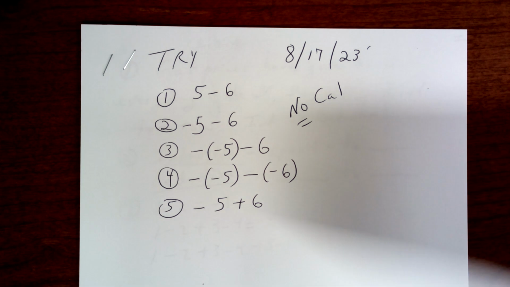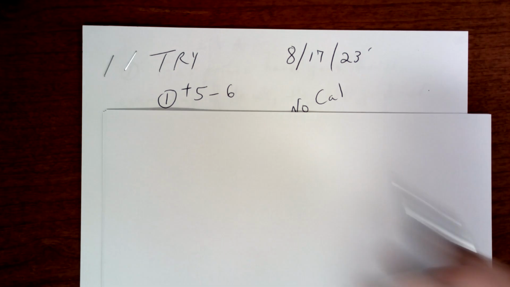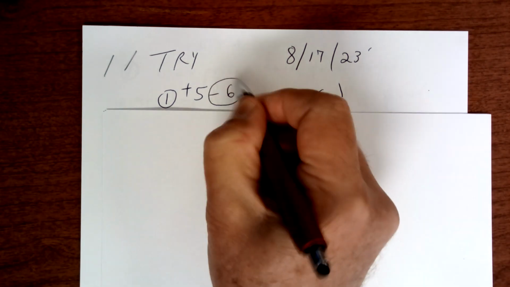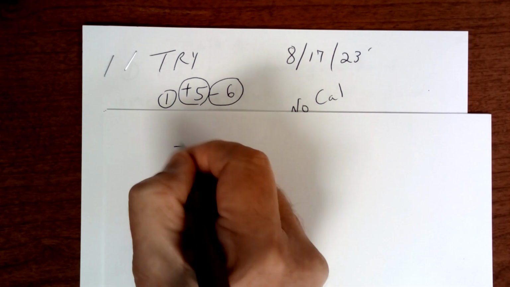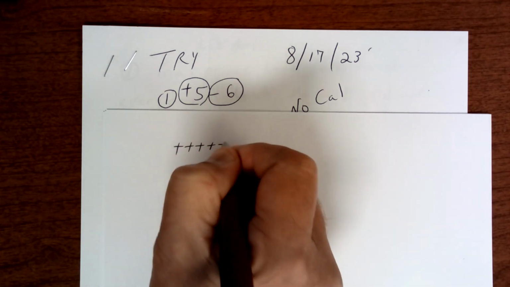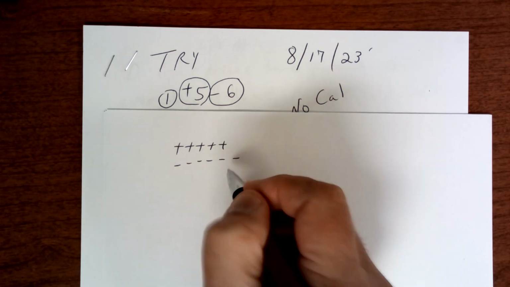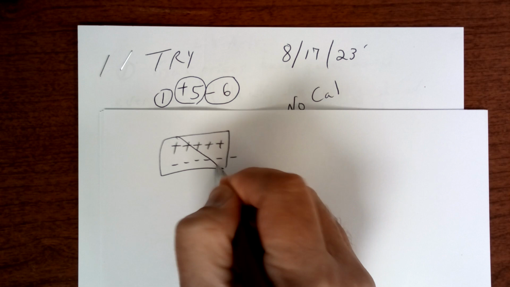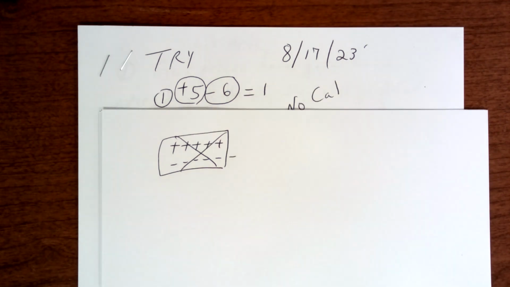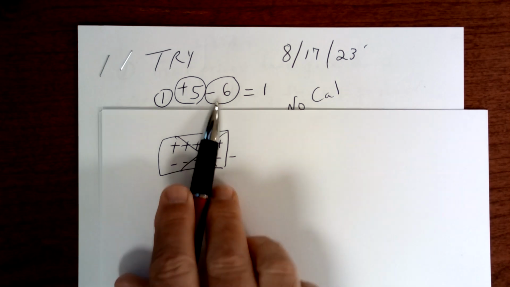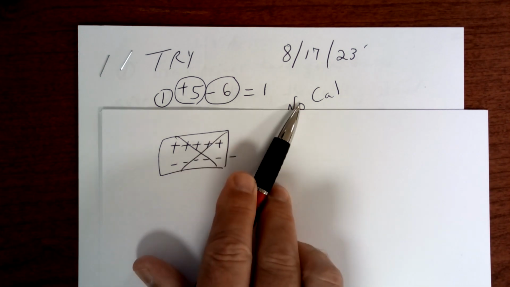This number right here has a plus. So you have more minuses. You only have 5 pluses, and you have 6 minuses. So these cancel each other out, and you're left with a -1. Again, you have more minuses. How many more? 1 more. So this should be a -1.